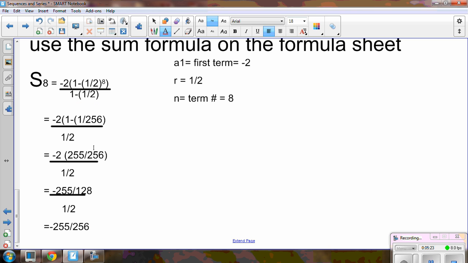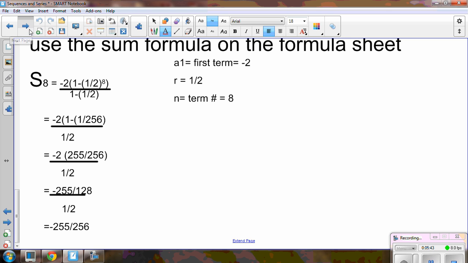Okay, so again, this can all be done with a calculator. You can go straight from here, the first step, to the last step if you would like, or you can show some of the work along the way. The important thing is that you notice what each thing stands for. A1 is your first term, which was -2. R is your common ratio, and N was the term number.